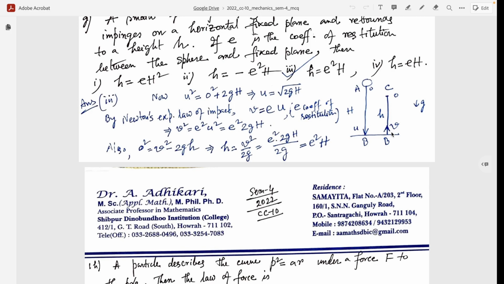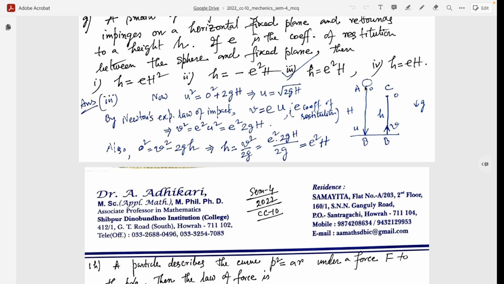Now, from this position after the rebound, the velocity is v, and at point C the velocity is 0 and the height is small h. The particle is moving in the upward direction, but g is in the downward direction, so the acceleration is downward. So the final velocity 0 squared equals the initial velocity v squared minus 2g small h. Here there is a minus because the particle is moving upward and g is downward, so they are in opposite directions. So there is a minus sign here.